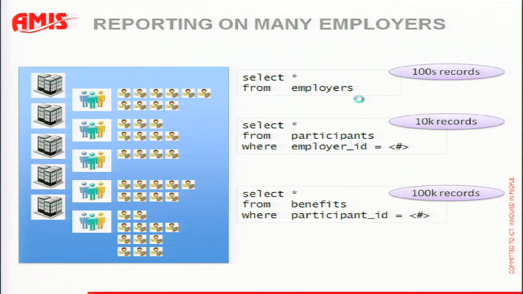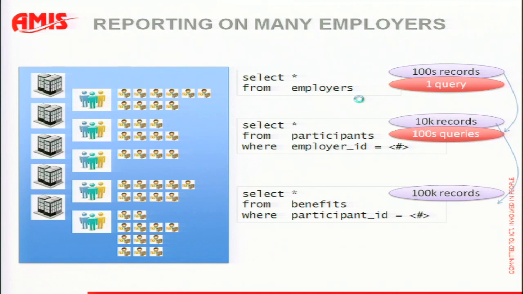The problem is with the number of queries. It's like the shopping algorithm. We are going back and forth to the database for each participant and for each employer. So in order to fetch about 100,000 rows, we'll perform 10,000 queries. The query is not a problem, but performing it 10,000 times to produce a report is a problem.